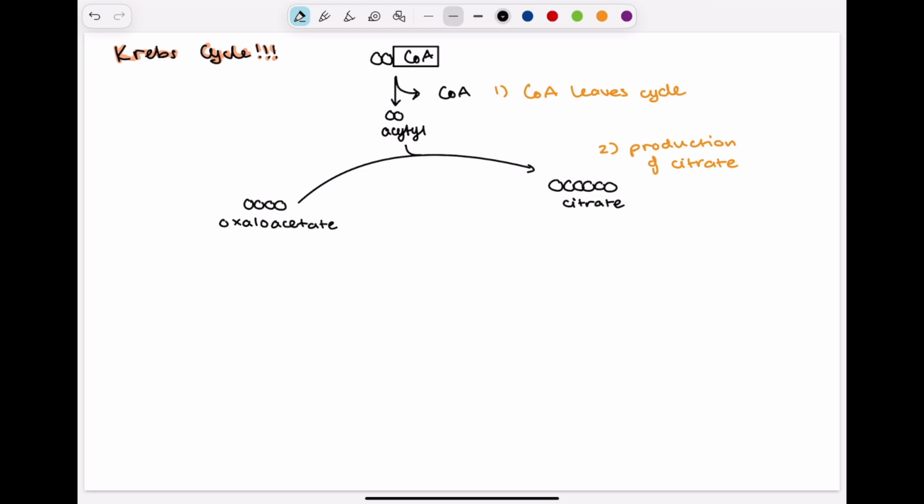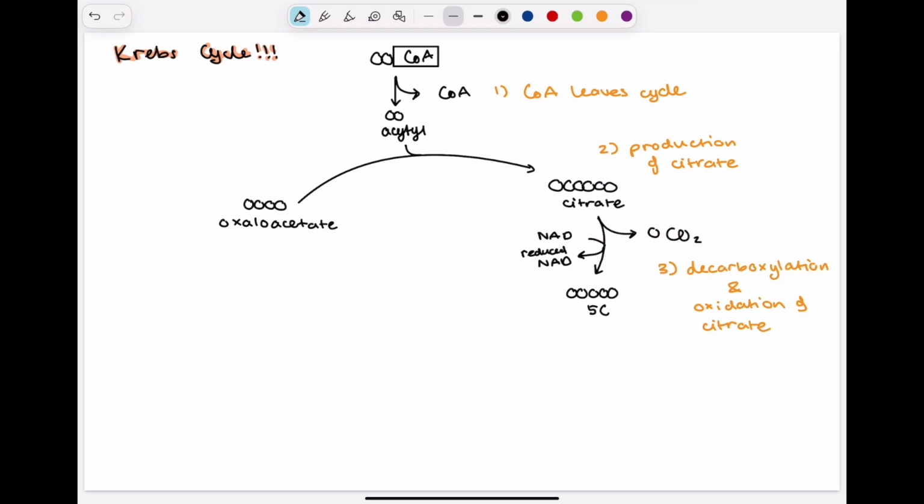And again, the loss of a carbon is called decarboxylation. And so we're going to have decarboxylation of citrate. And we're also going to oxidize it. That means it's going to lose electrons, and NAD is going to gain electrons. Again, OIL RIG. Oxidation is loss of electrons, reduction is gain of electrons. And so now you can see we've ended up with a 5-carbon molecule.